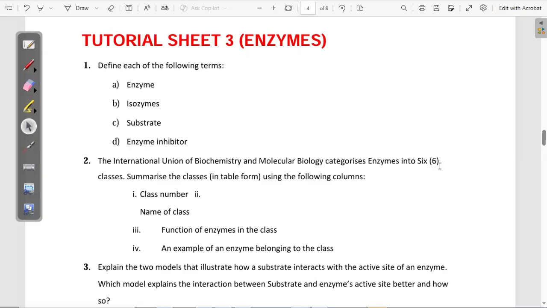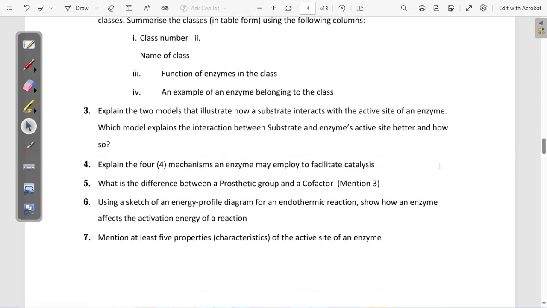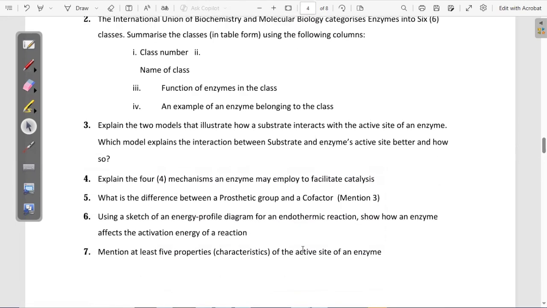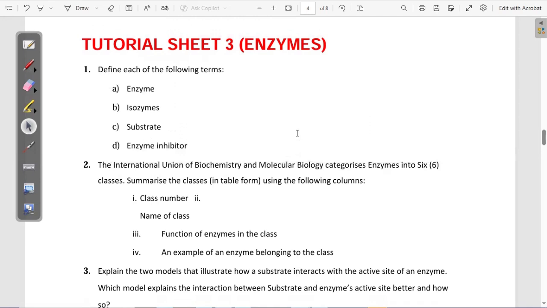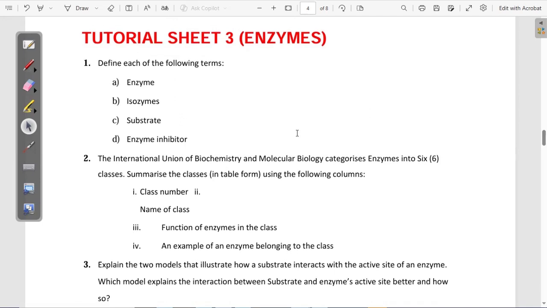Okay, so welcome. Today we'll be looking at enzymes. And with me, I have a tutorial sheet with questions that are going to help us understand the key concepts under the topic enzymes. As you can see, this tutorial sheet has 7 questions. We're going to answer all these questions and explain them in a very simplified way so that everyone actually understands what we are talking about.